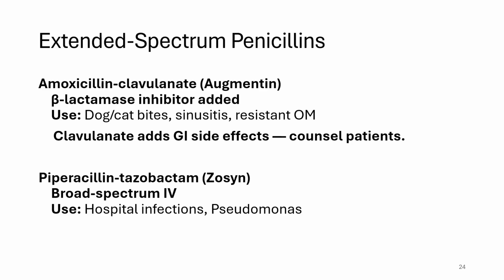Next is piperacillin-tazobactam, or Zosyn. This is a broad spectrum IV penicillin paired with a beta-lactamase inhibitor. Primarily, this is used in the hospital setting. Zosyn is important because it covers serious hospital-acquired infections, including Pseudomonas. It is not an outpatient or routine infection drug. It's reserved for very sick patients and high-risk infections. So adding a beta-lactamase inhibitor helps extend coverage, but it also comes with more side effects and stewardship considerations.